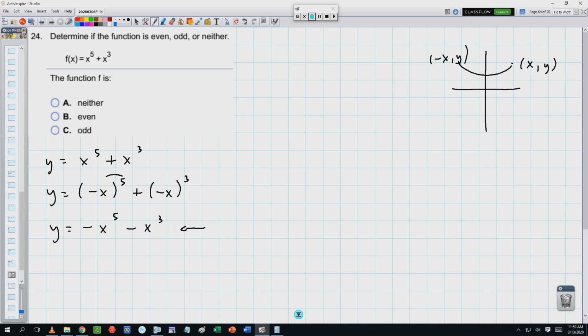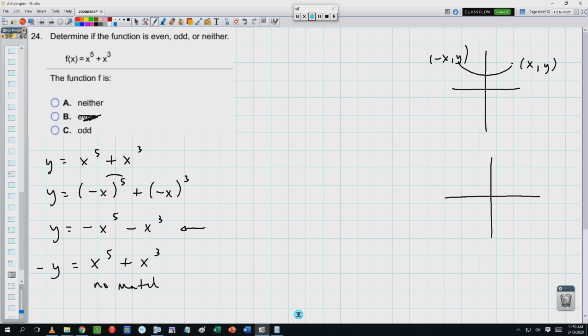We can change the signs over here on the x, but it would have an effect on the sign over here on the y. So there's no match. This graph does not have y-axis symmetry. It is not even. Odd.